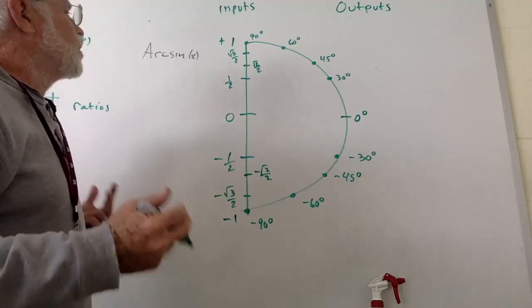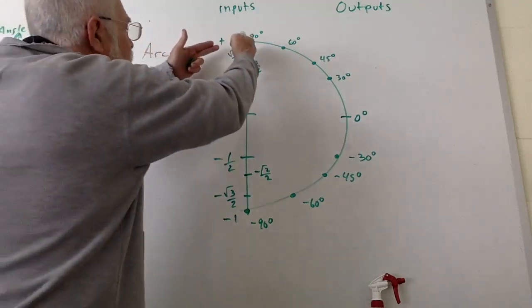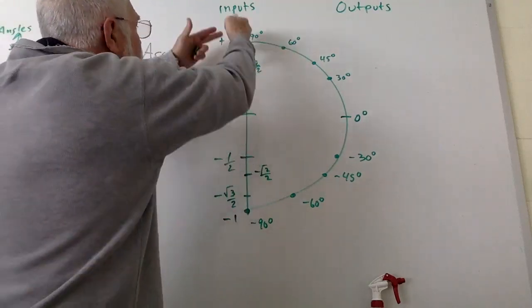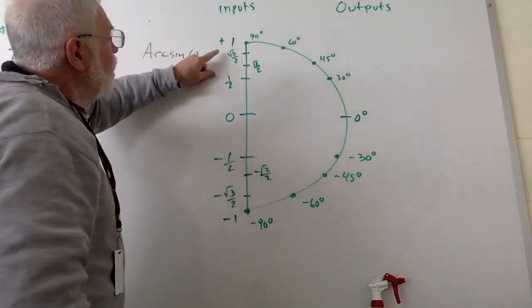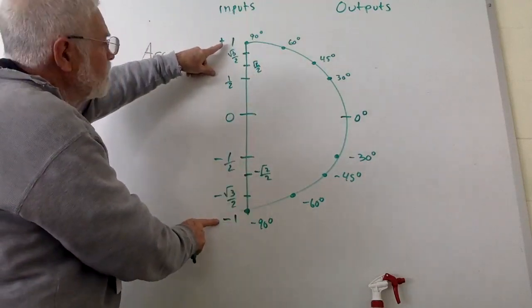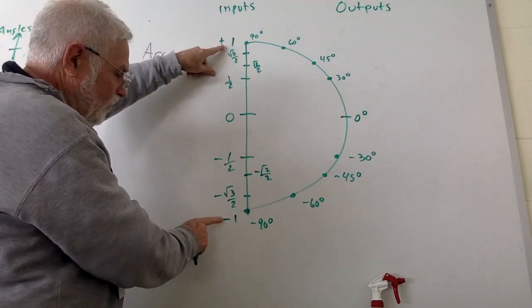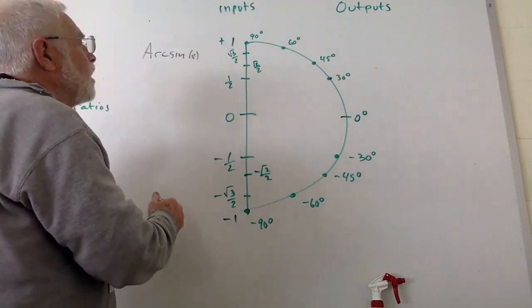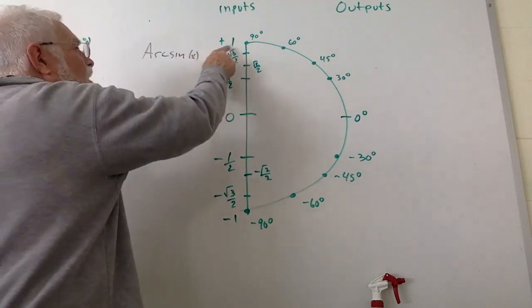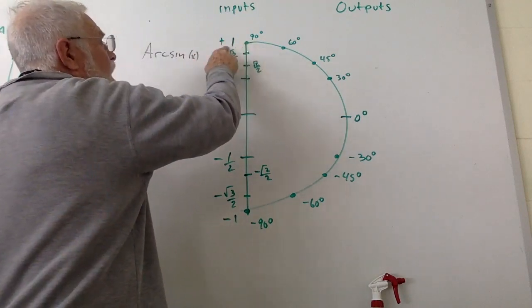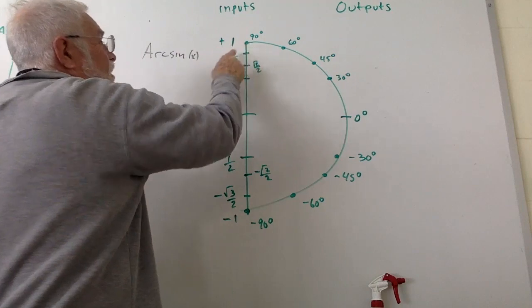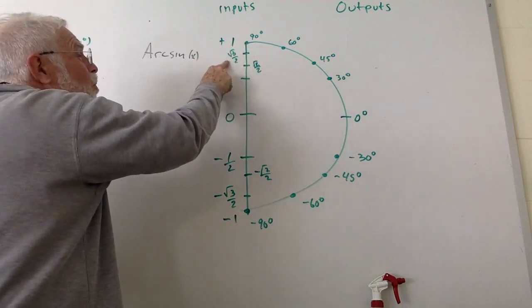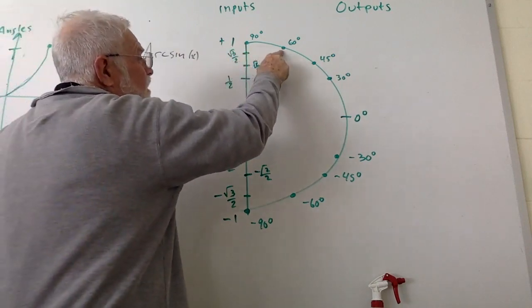Right, so what's the input now? The inputs are the values on this ruler. I am putting all of the ratios, the arcsine ratios, in the range from -1 to 1. And then we are going to say, okay, what angle produced the number 1? 90. So the arcsine of 1 is 90. The arcsine of root 3 over 2, 60.